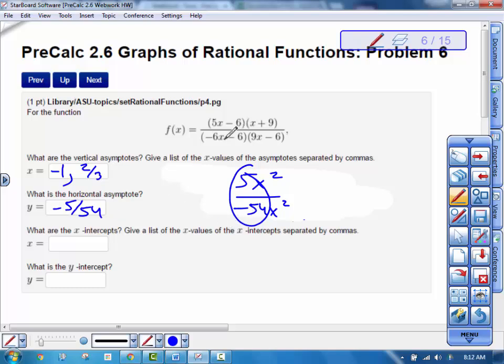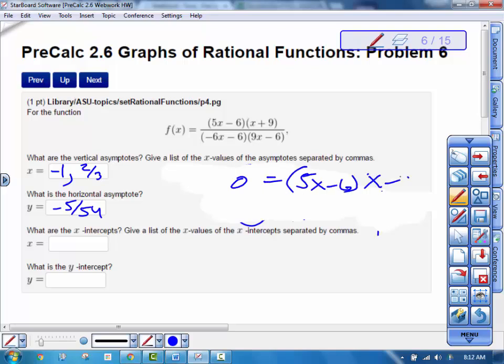And then the x-intercepts. X-intercepts occur where y is 0. So you want to plug in 0 for y here and solve this, basically. That's where the numerator is 0. So that'd be 9. And it'd also be where this is 0, which would be 6/5 if you set that equal to 0.